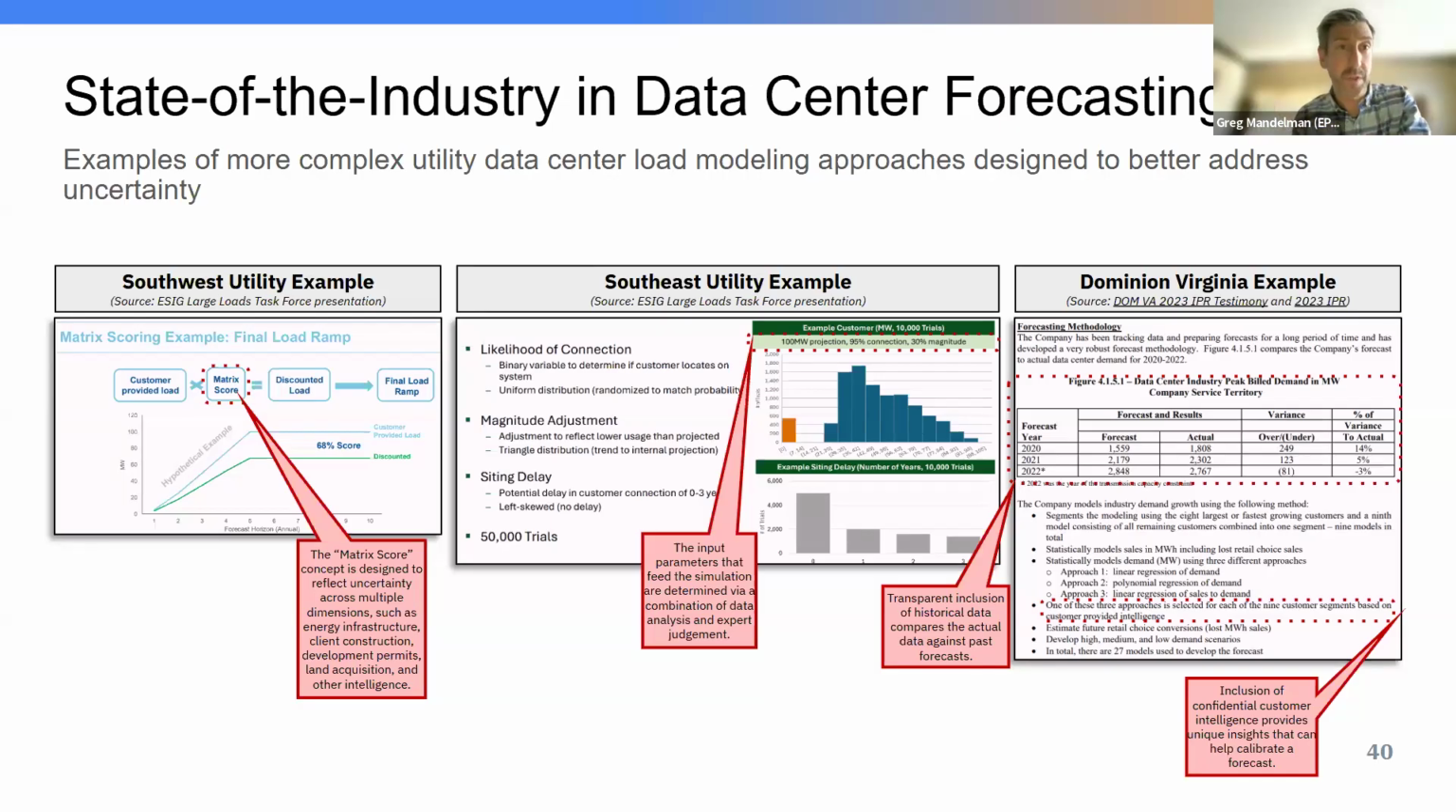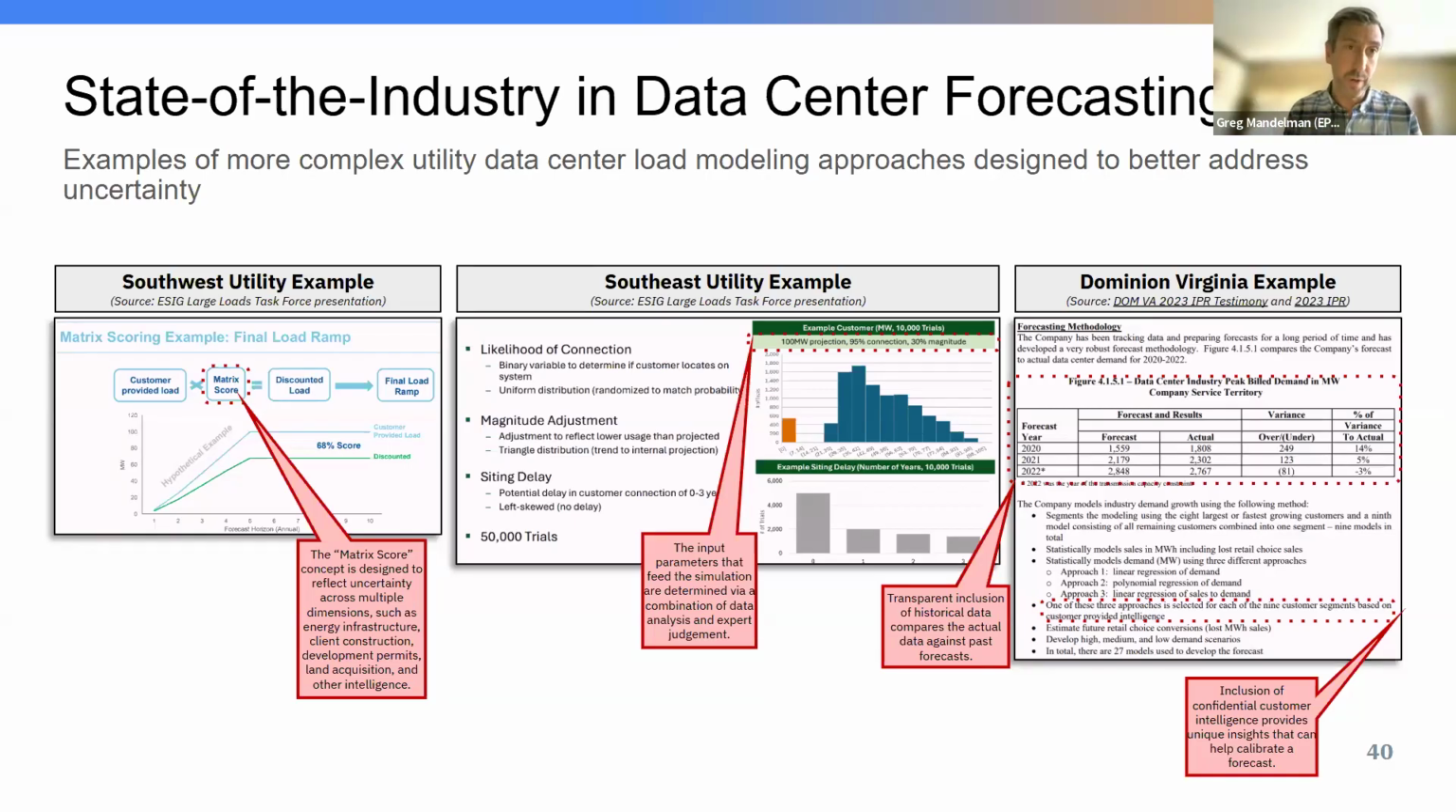The next example is a more statistically driven, Monte Carlo simulation based approach, where they seed it with a capacity request. Then they look at the likelihood that this will actually connect, and the magnitude, that's the 30%, of what this load will actually be. It won't be the 100, it will be something we think is less than that. They give themselves a statistically generated normal distribution of outcomes, and then they pick from that.